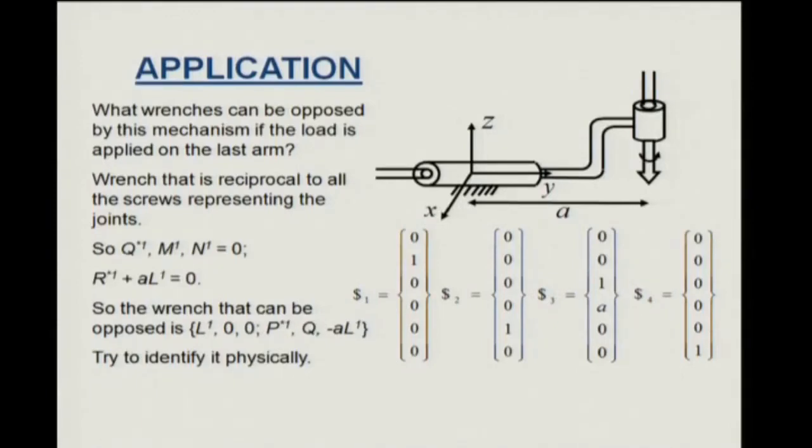Anyway, so now the deal is, what wrenches can be opposed by this mechanism if the load is applied to the last arm?